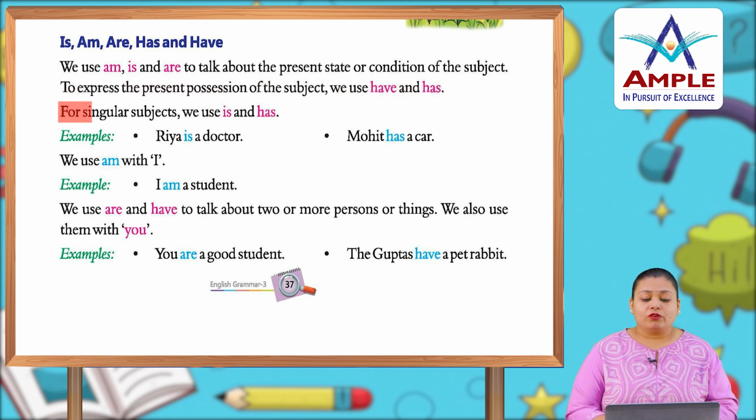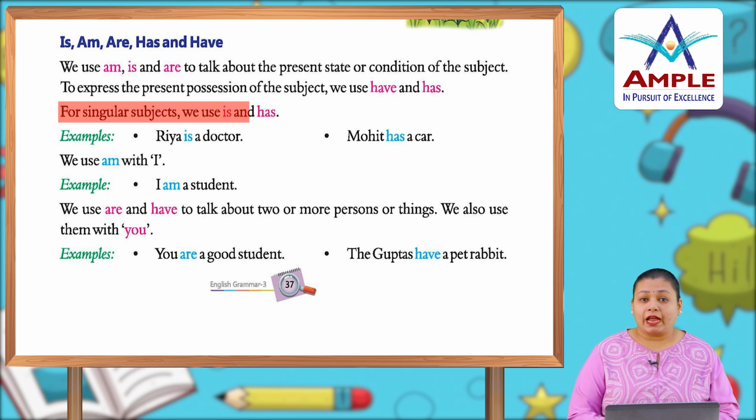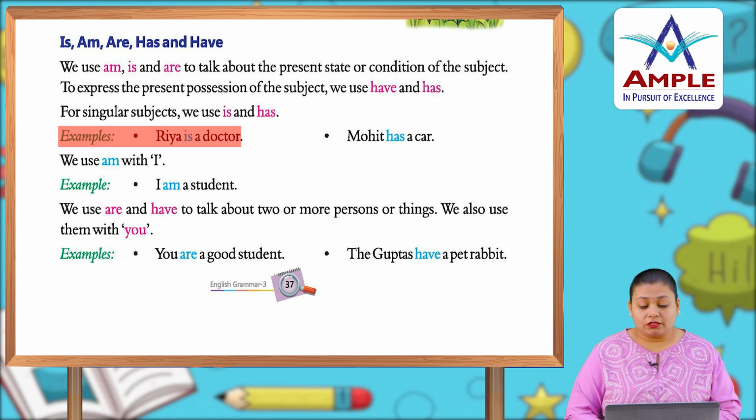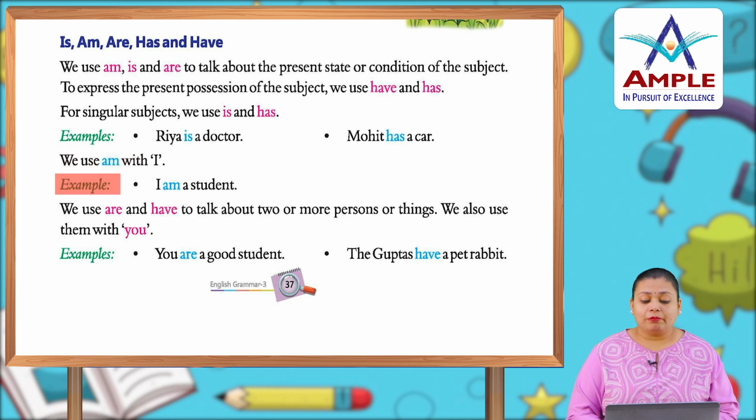So for a singular subject we use is and has. For a singular subject, meaning when the subject is in singular form, we will use is or has. For example, Riya is a doctor. Mohit has a car. We use am with I. We use am with only I. Now the example is, I am a student.